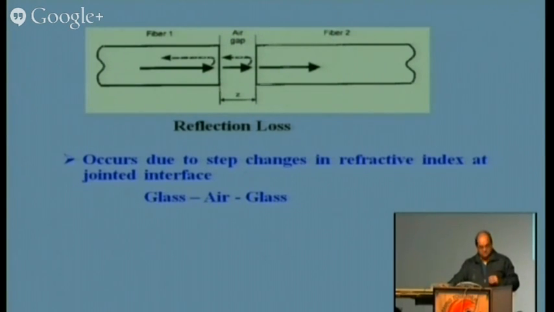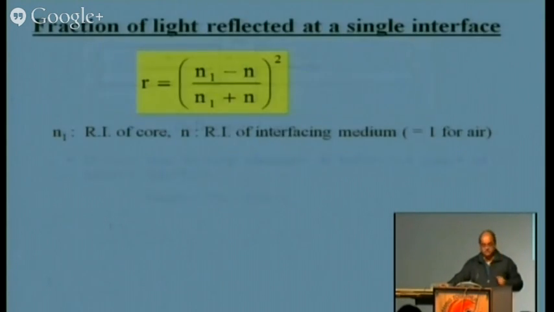Okay. So glass to air, air to glass. So we have to see that it occurred twice because it can be calculated by different formulas. So this is how the Fresnel reflection of light can be evaluated at a single interface. So how much light will be reflected? That is (N1 minus N) over (N1 plus N), squared. This comes from the Fresnel equations. N1 is the refractive index of the fiber, N is the refractive index at the interface, and if there is air, N will be 1.